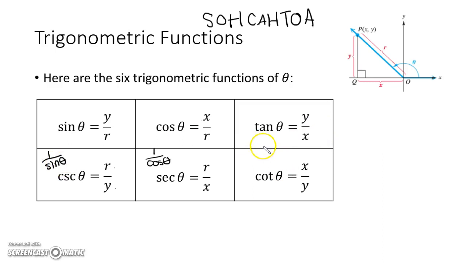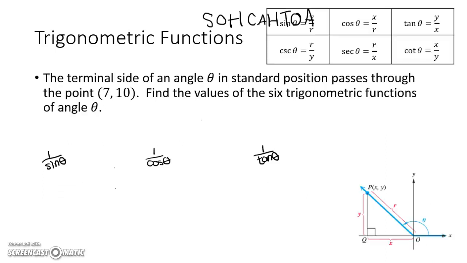And cotangent is just 1 over tangent. I think that one's the easiest to remember because cotangent, just flip the top and bottom. So those are your basic trig functions, and we're going to go ahead and use those to calculate some values. So let's get right to that.